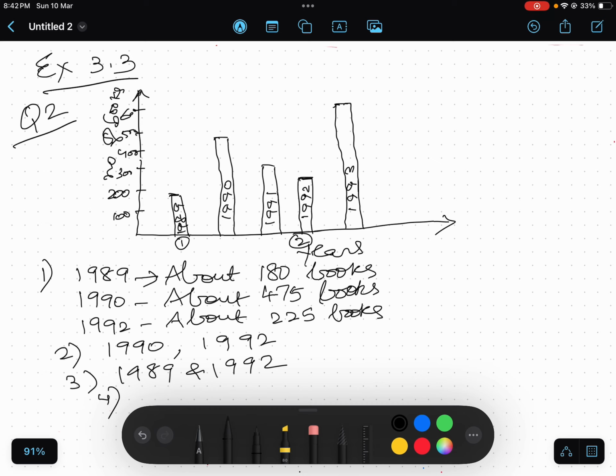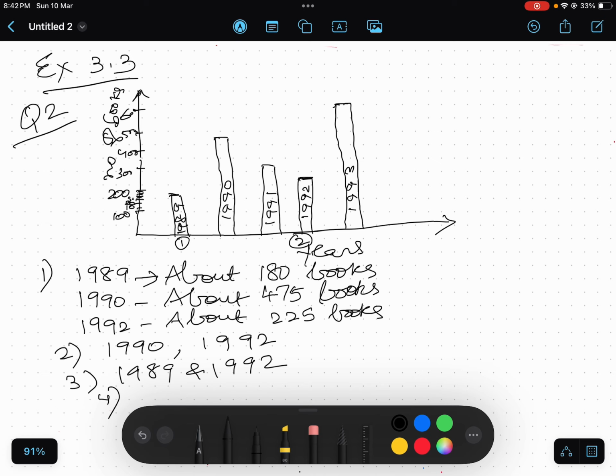So you can't just tell, you have to explain. So how are we estimating this? In 1989 it was about 180. See, 1 unit is 100, so each marking here will be 10, 20, 30, like that. So it goes on like that. So it is in the 8th division almost, between the first unit and the second unit, I mean between 100 and 200. So it is about 180. That is the explanation. Question number 2 is over.